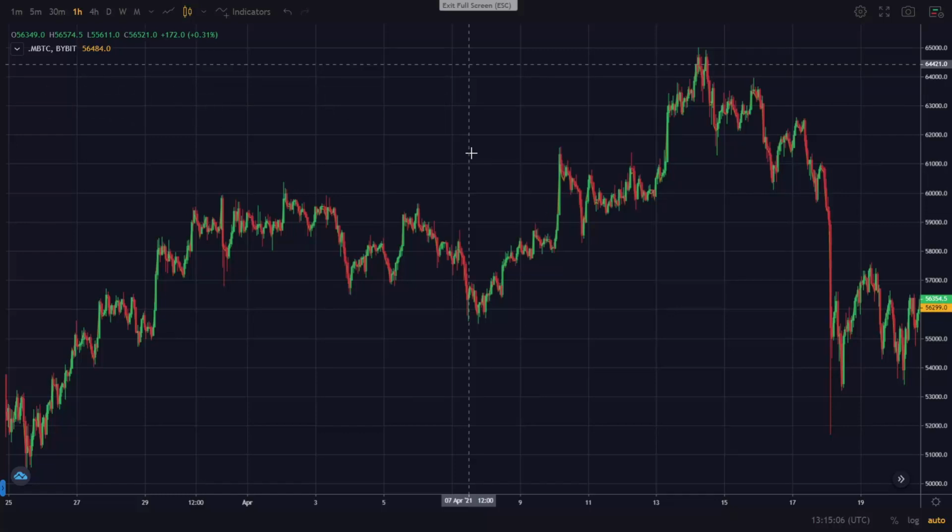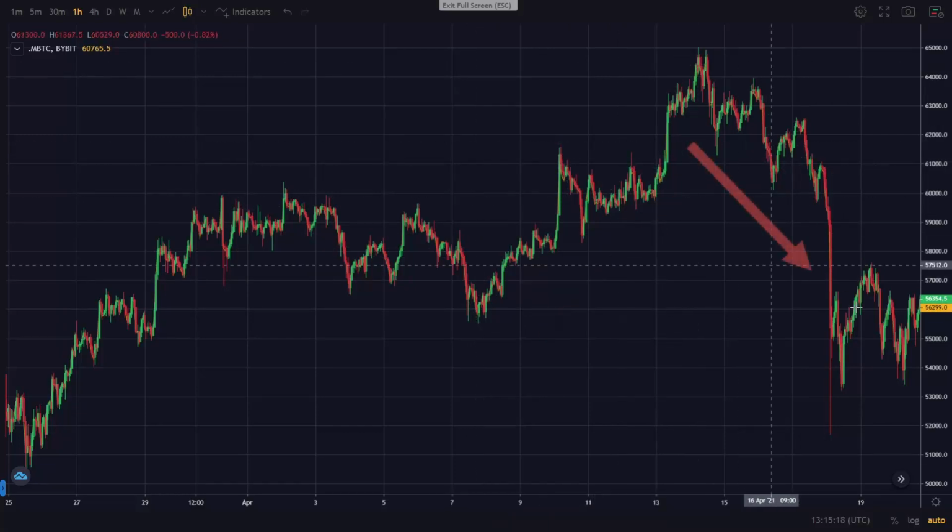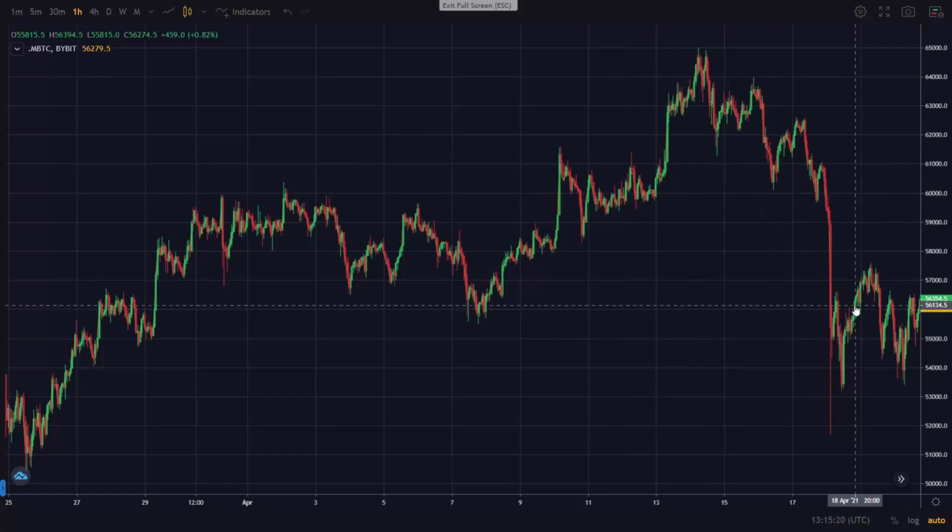Before we get into these strategies, first we have to understand what is a reversal. A reversal is simply a change in direction of trend. So you can go from an uptrend to a downtrend or from a downtrend to an uptrend.